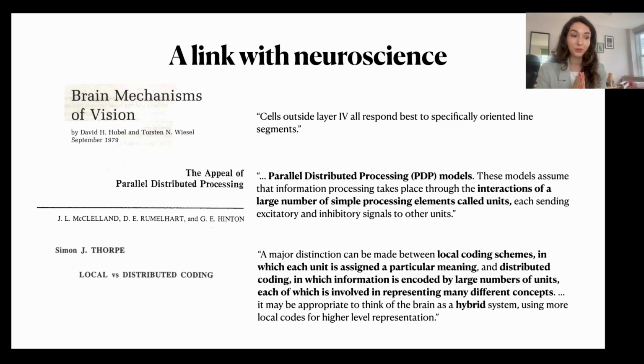Quickly after that, though, came this idea of parallel distributed processing or distributed coding, which basically states, okay, maybe it's not as simple as single neuron, single concept, but the same idea as this notion of polysemanticity that I talked about in neural nets. The same thing happens in the brain, where it's actually interactions of a large number of simple processing units that represent certain data, or specifically information is encoded by a large number of units, each of which is involved in representing many different concepts.